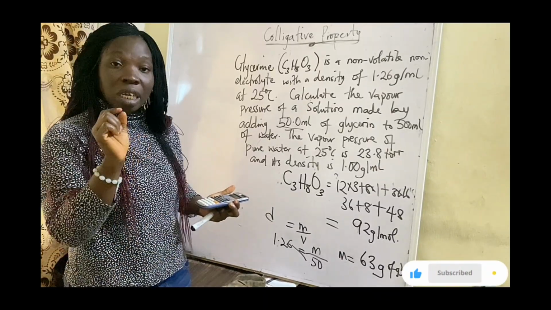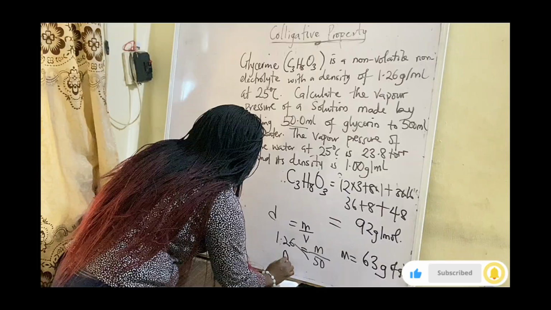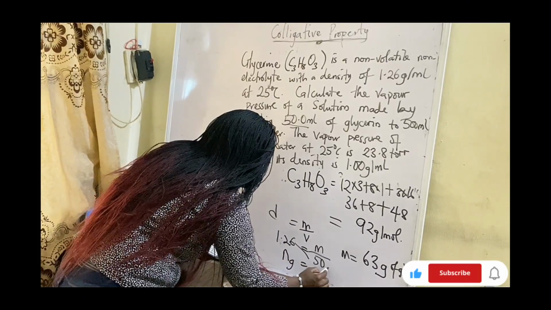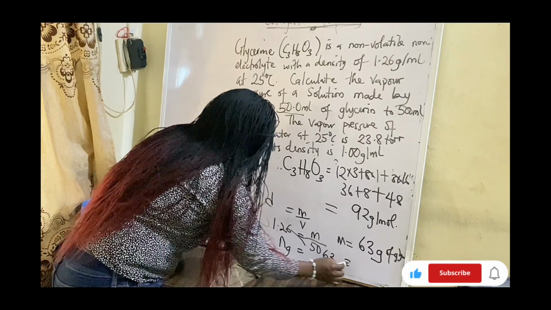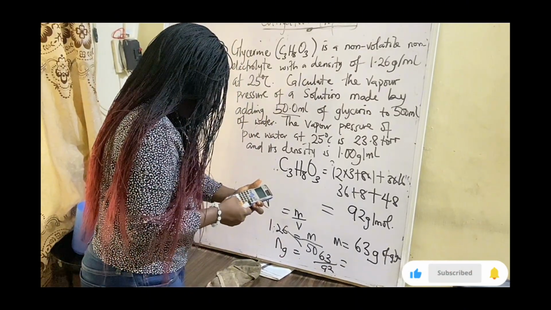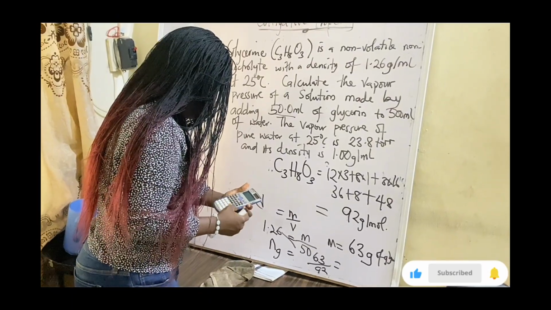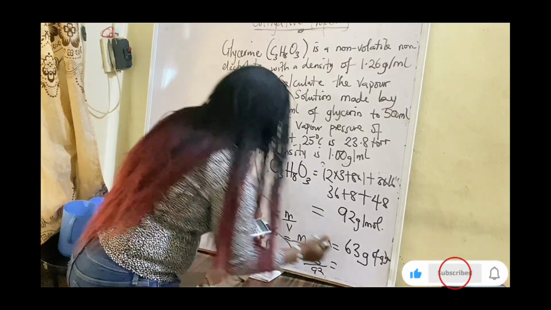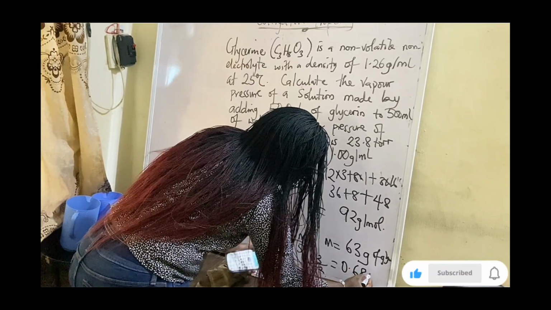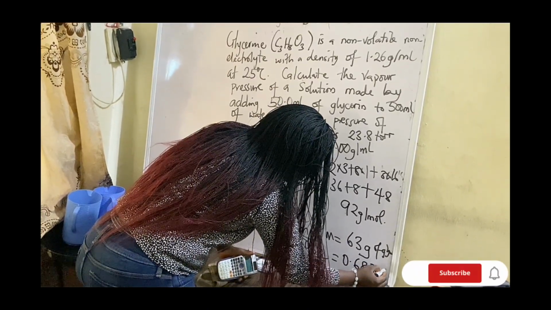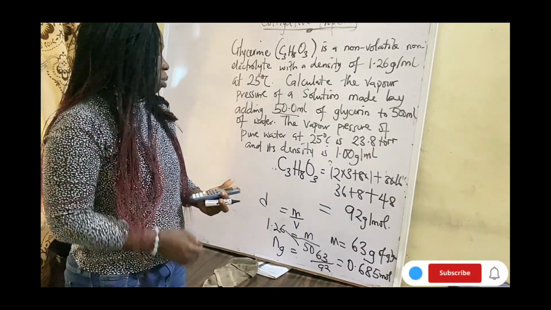So since we know the mass of glycerin and we also know the molar mass of glycerin, it means we can get the number of moles of glycerin. Therefore, the number of moles of glycerin will be equal to 63 all over the molar mass, which is 92. And 63 divided by 92 will be equal to 0.685 moles of glycerin is present.